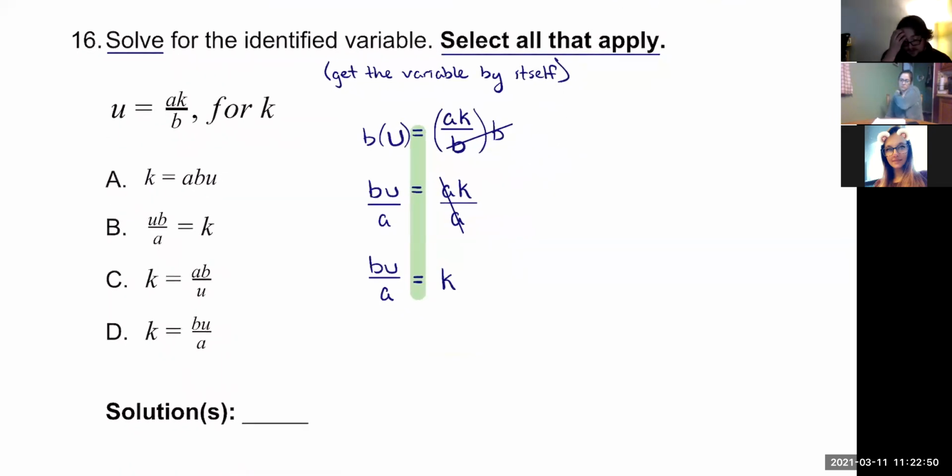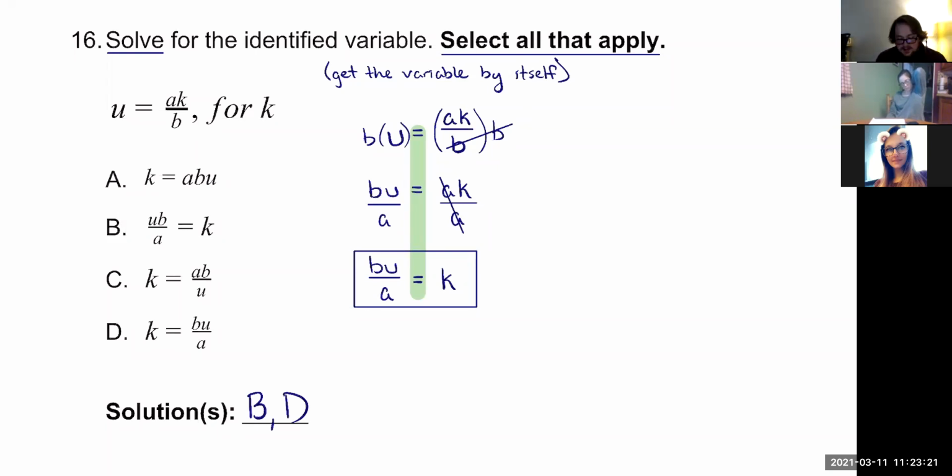Now, B and D. So Leanna's already looked ahead. She's got this. Now, technically, we try to write the variable first, but use that when you're thinking about your answers. K is by itself. And on the other side, we have B times U, and it's all being divided by A. Leanna's telling me that B and D are the only ones that work.